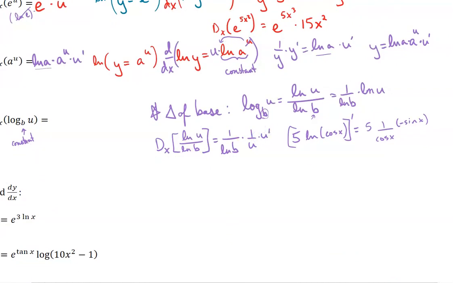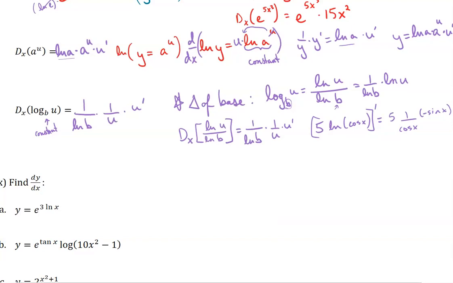So if you want to memorize that formula, that's fine. It's going to be 1 over natural log b times 1 over u times u prime. But again, I think it's easier just to say, well, let's change it out of base whatever and into base e. Okay, and I'm going to do the examples in another video.